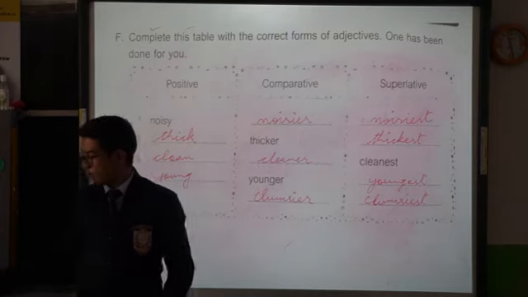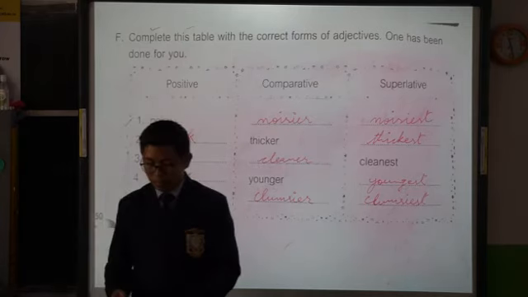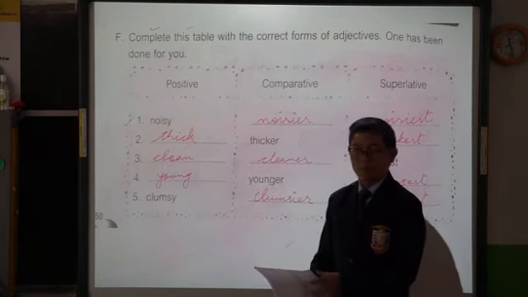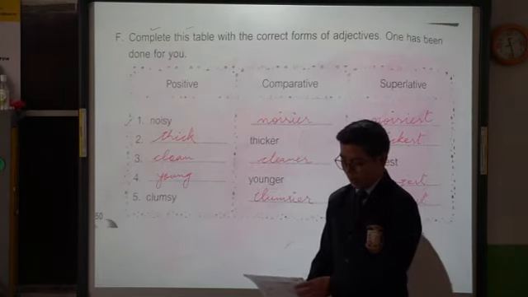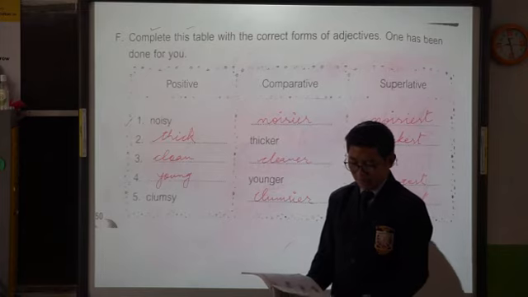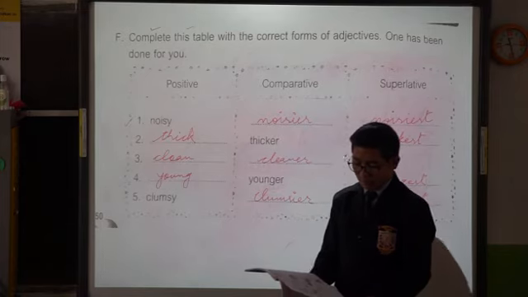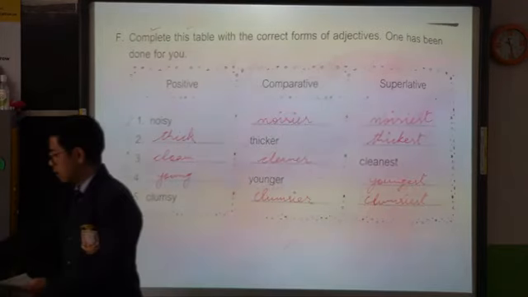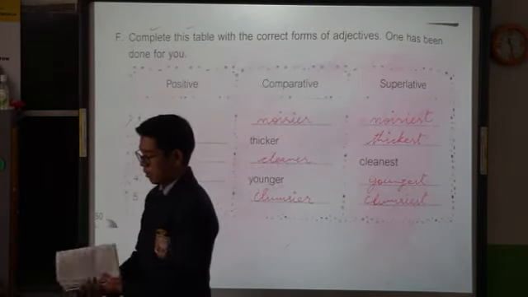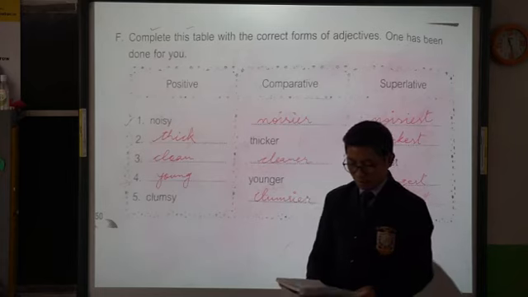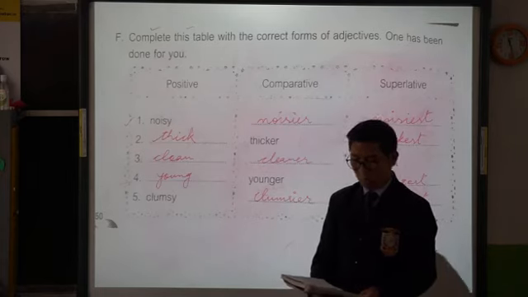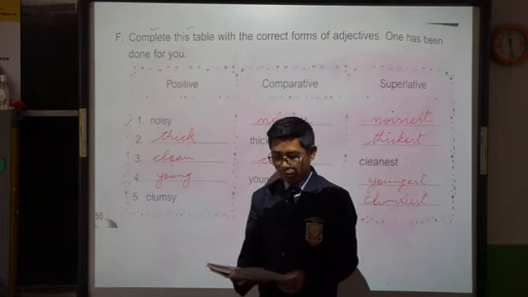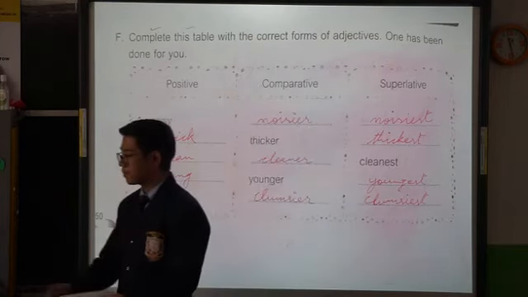Alright? So, I hope you have understood how to do this comparison of adjectives. And there are some more examples in the book given there. Please go through it, and I'll give you some examples too, so that it will be easier for you to understand it more clearly. Alright?